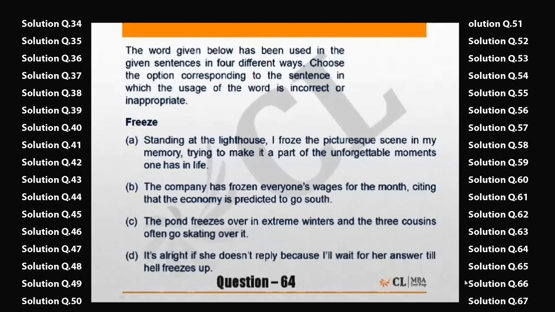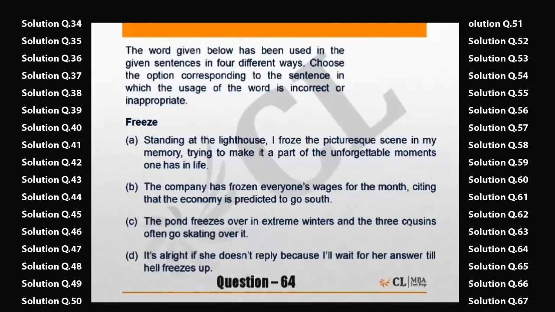Now, the first option reads, standing at the lighthouse, I froze the picturesque scene in my memory, trying to make it part of the unforgettable moments one has in life. Now, the usage of the word freeze here, when the sentence reads that I froze the picturesque memory, to freeze a scene or picture in your memory means to remember it forever or keep it in your memory. Option B read, the company has frozen everyone's wages for the month, citing that the economy is predicted to go south.